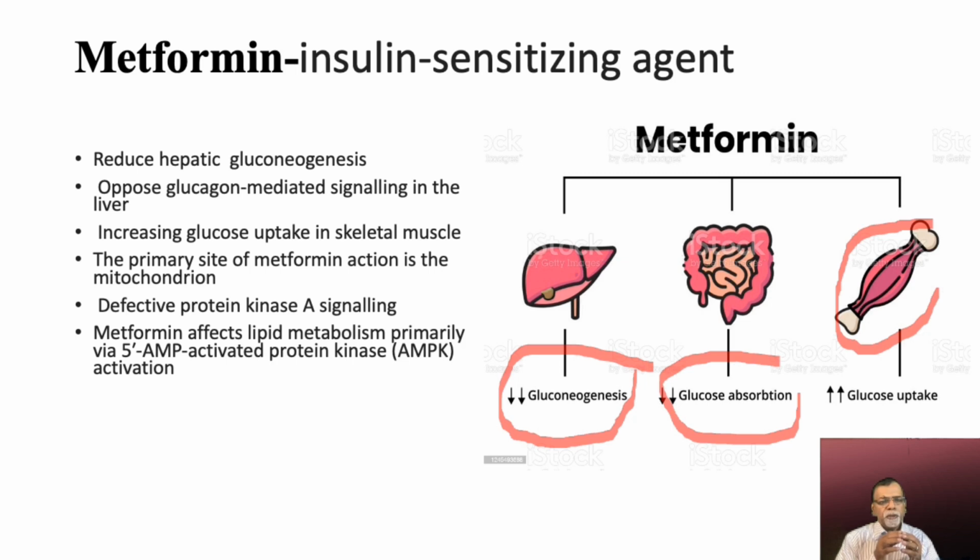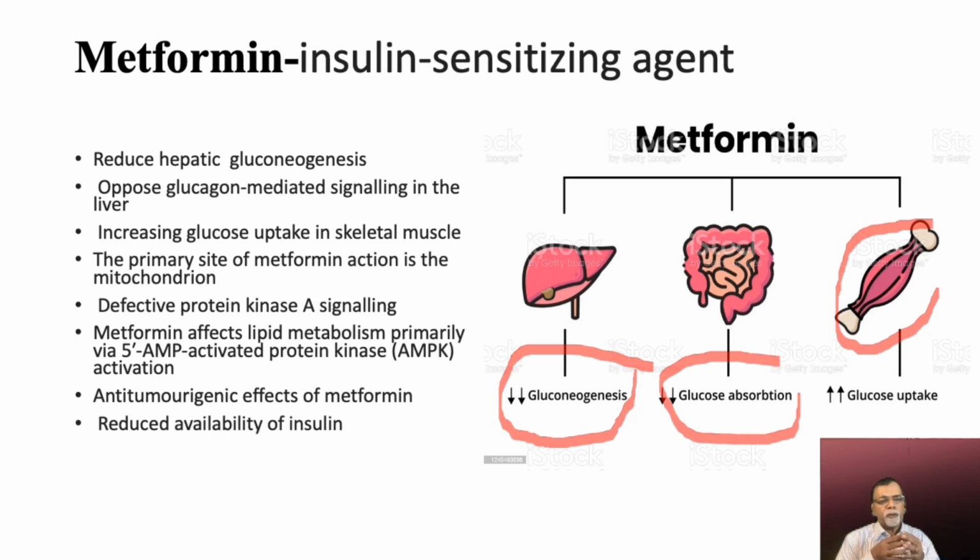In addition to the glucose effect, metformin has got an anti-tumorigenic effect also. This is partially due to systemic metabolic alterations that are occurring, including reduced insulin availability. So the insulin availability, or the level of insulin, is decreased. That may also contribute to the anti-tumorigenic action.